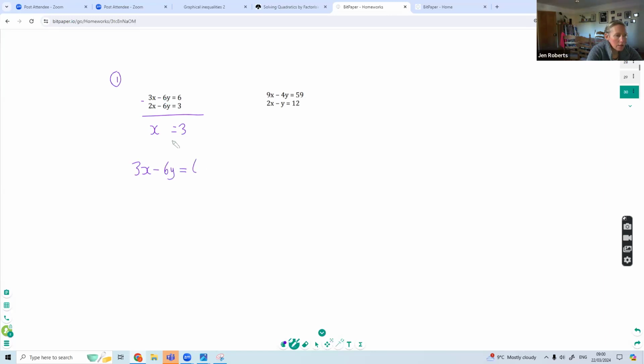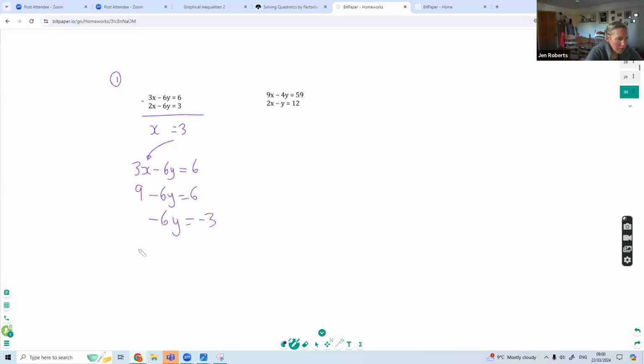X is 3. Let me put it in there. 3 times 3 is 9. I need to take 9 off both sides. I take 9 off here, I've got minus 6y. Take 9 off here, I've got minus 3.